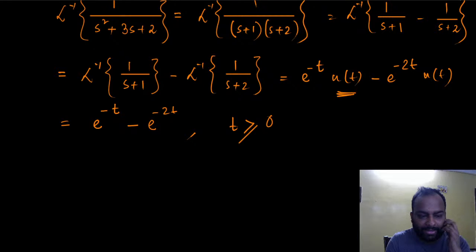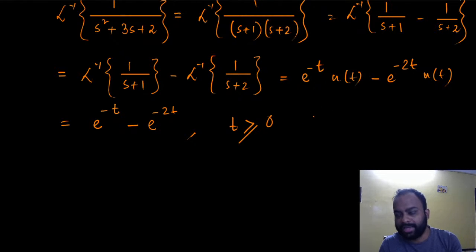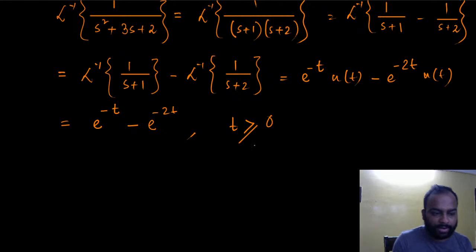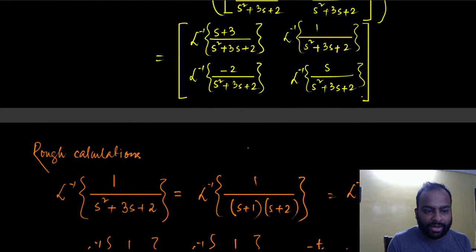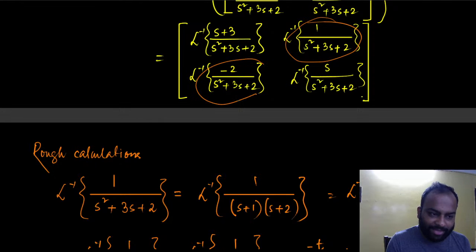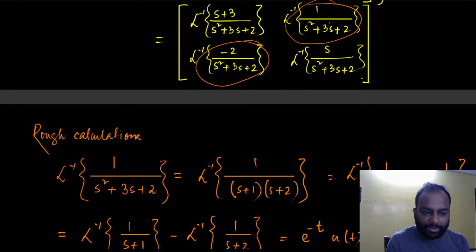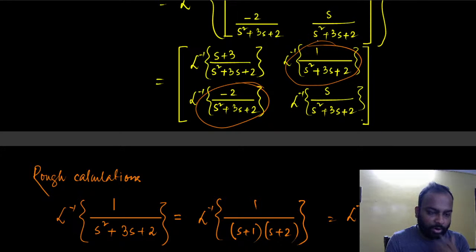This indicates that we are multiplying u(t) after everything to make the signal causal, right? To make sure that the value of the signal is 0 before t is equal to 0. That's fine with us. So we already have the answer for this portion. We also have the answer for this portion, because if we have the inverse Laplace transform for this, we just have to multiply that with minus 2 and we get that, right? Now what about the other two?